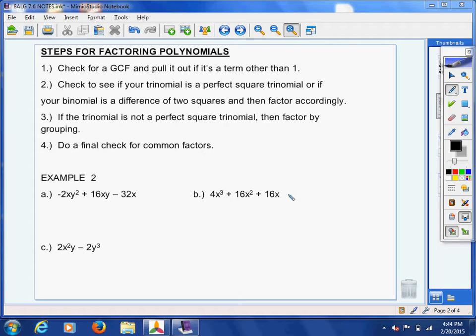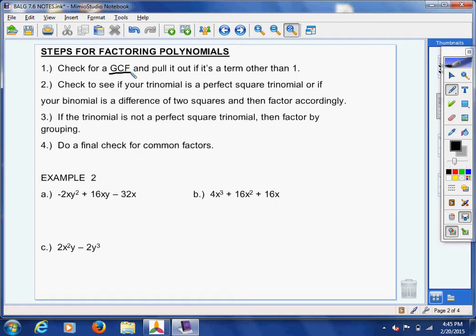All right, so steps for factoring polynomials. First thing we need to do is check for a GCF. We need to pull it out. If we see a GCF other than 1, we need to pull that out. Now, if your GCF is exactly 1, then don't worry about pulling out a 1. That's a waste of time. Definitely, if it's a number other than 1 or a variable, that's a GCF. You need to pull it out and start your problem that way.